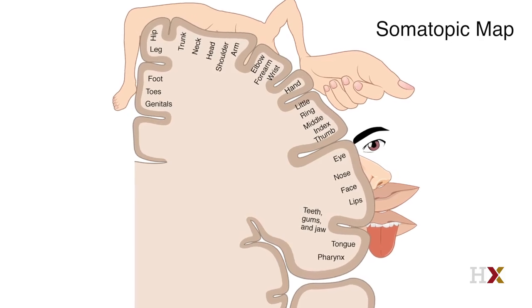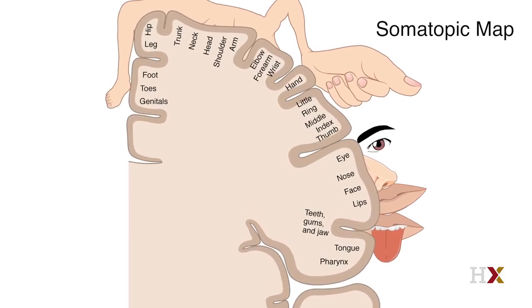Recall that much of the visual system is organized retinotopically, and in the auditory system, much is organized tonotopically. In the somatosensory system, cortical maps follow the two-dimensional organization of the skin, forming a somatotopic map. If you draw this map onto the cortical surface, it looks like a little person, or homunculus in Latin.